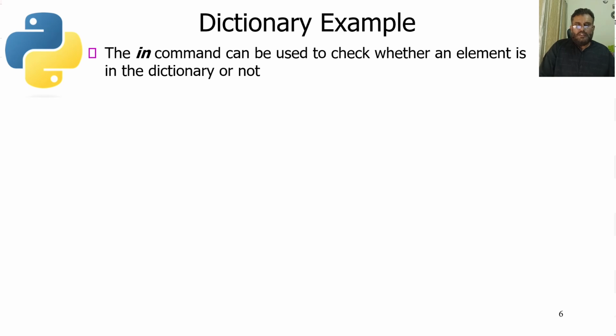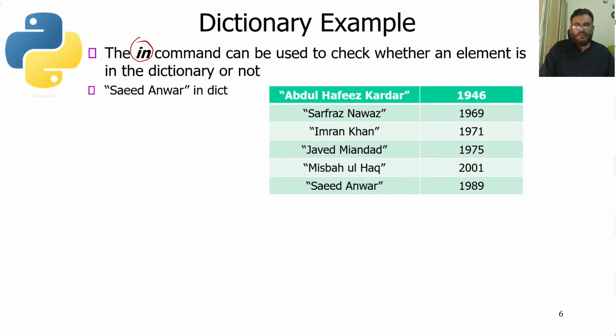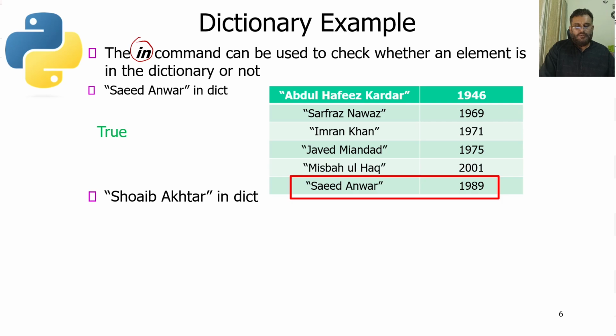So the in command can be used to look up a specific element inside a dictionary, whether it exists in the dictionary or not. For example, if we search or look up Saeed Anwar in Dict, Dict is the variable referring to the dictionary. See, it is there, so the answer will be true. So it returns a boolean. If, for example, we search Shoaib Akhtar in the dictionary, which is not there, it will return me a false.